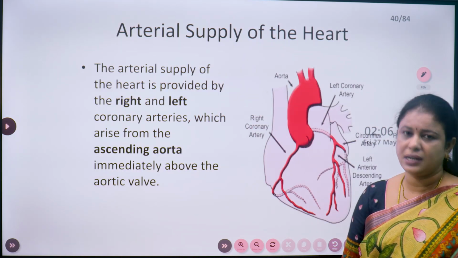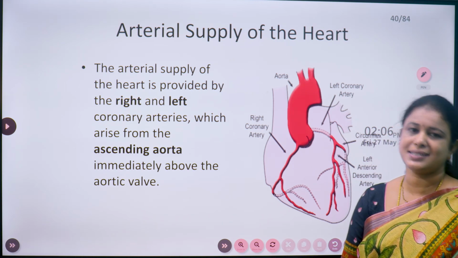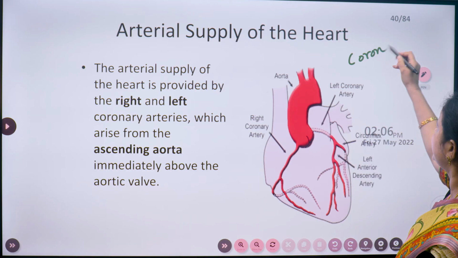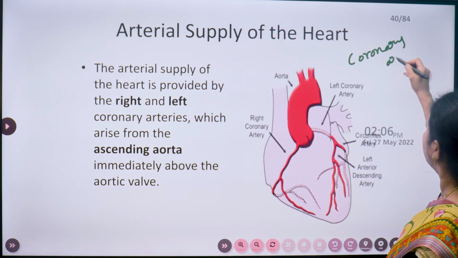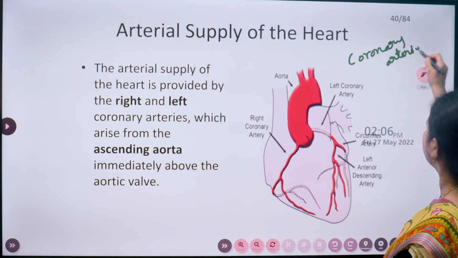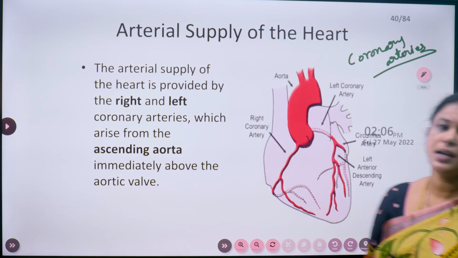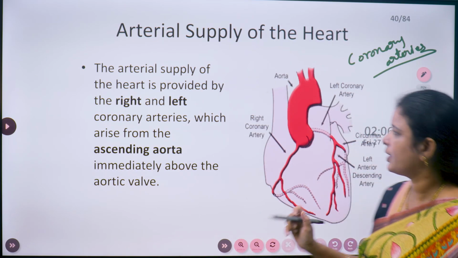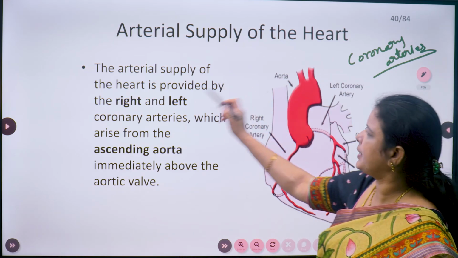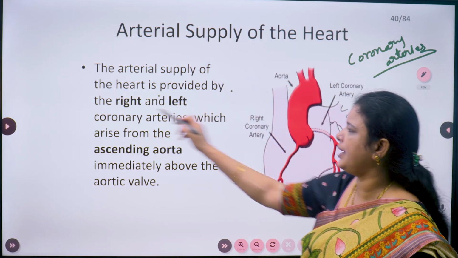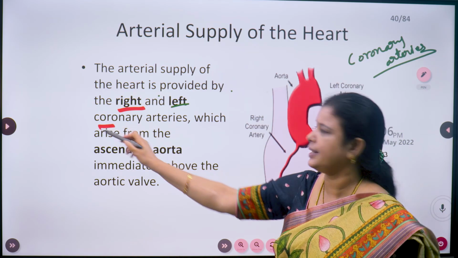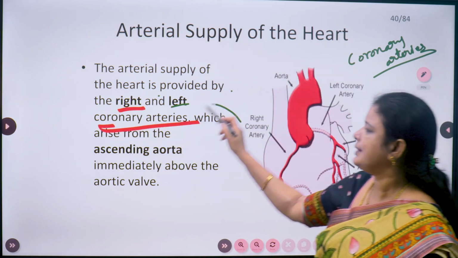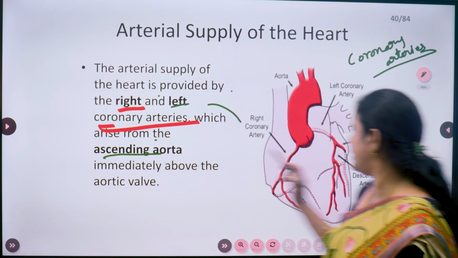Arterial supply of the heart. The heart is supplied by coronary arteries. Blood supply to the heart is mainly by coronary arteries. The arterial supply of the heart is provided by the right and left coronary arteries. The right and left coronary arteries arise from the ascending aorta.